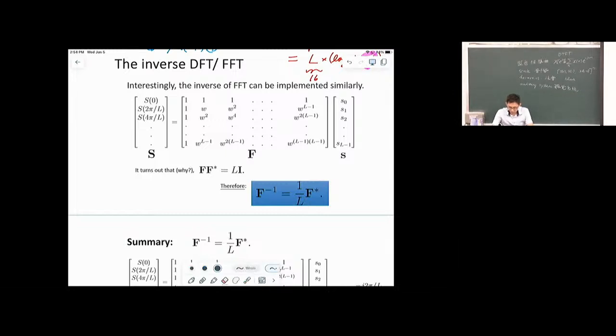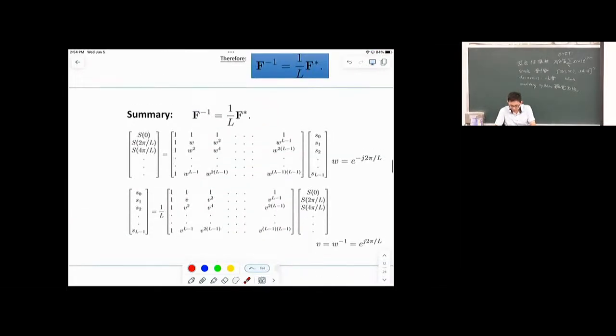Inverse FFT, you can verify, is equal to F conjugate with a normalization factor. This has something to do with orthogonality. We have mentioned that all the rows or all the columns are mutually orthogonal. Therefore, when you multiply F with F conjugate, it becomes diagonal. And therefore, the inverse Fourier transform has the same structure, the same appearance.